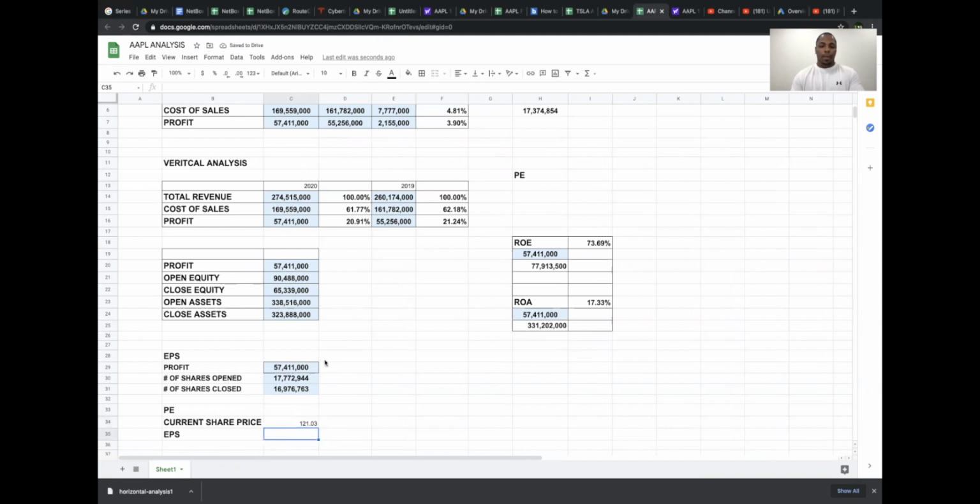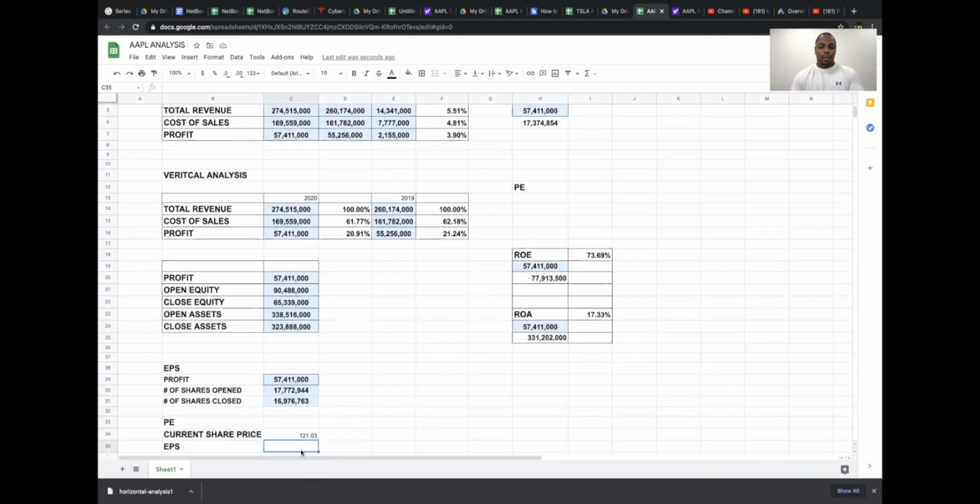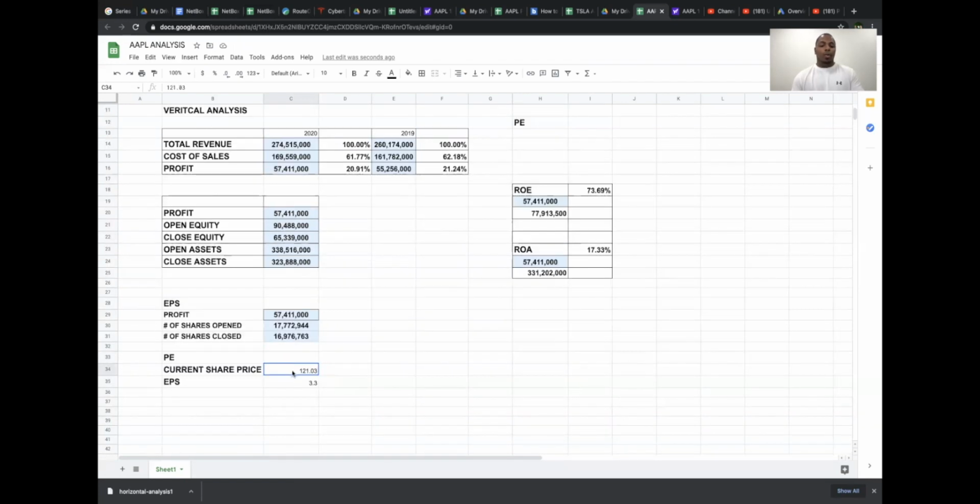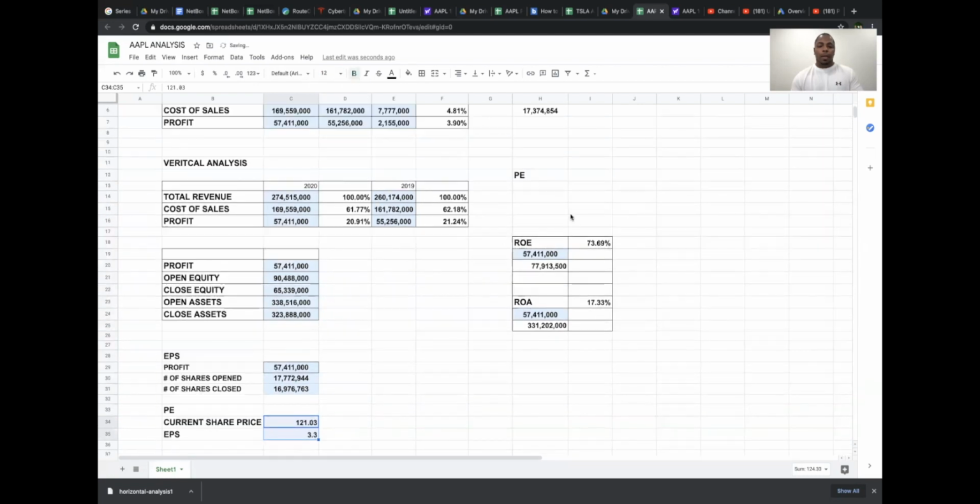And then the EPS is what? 3.30. So the current share price is 121 and the current EPS is 3.30. So let's go ahead and make this bold. All right. So how do we get the PE ratio? We go equals. Remember, you got to type the equal sign. Equals current share price, right? Divided by the EPS.